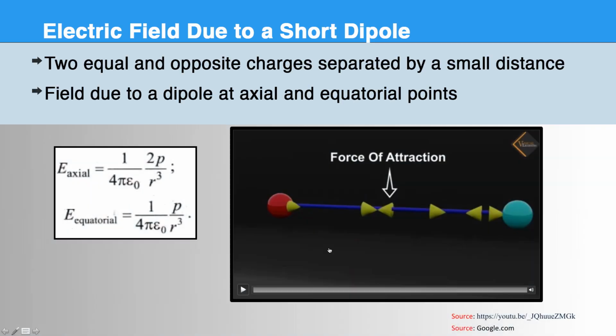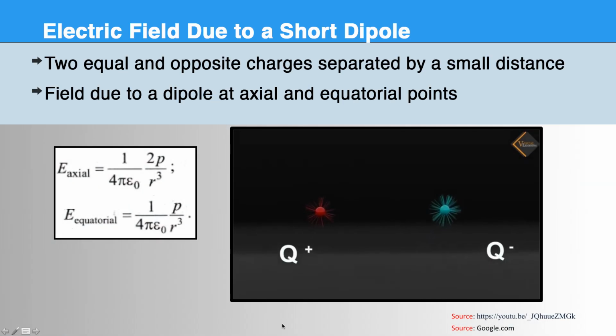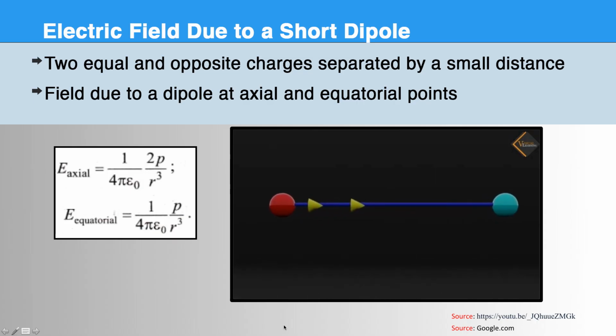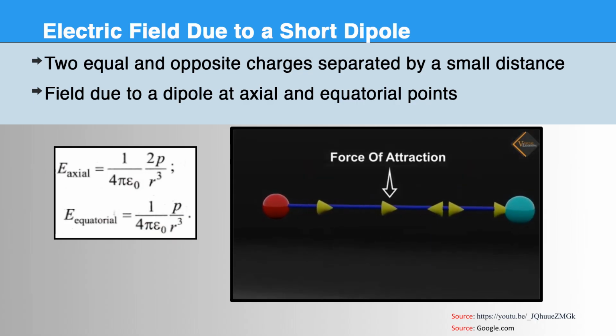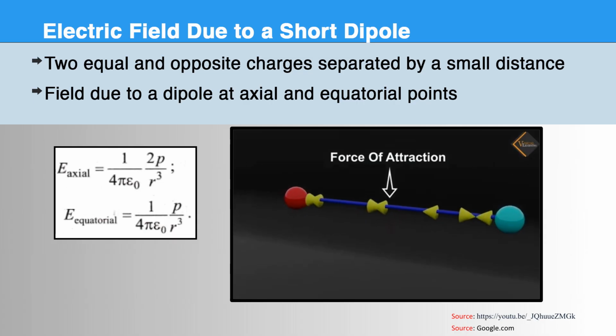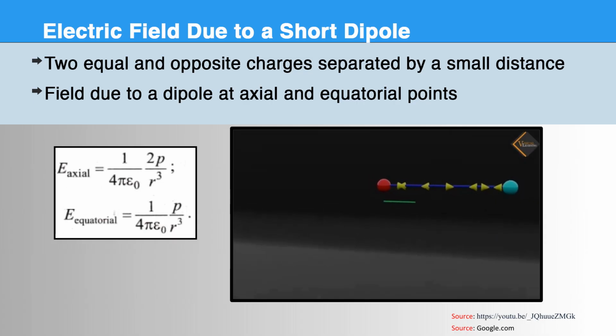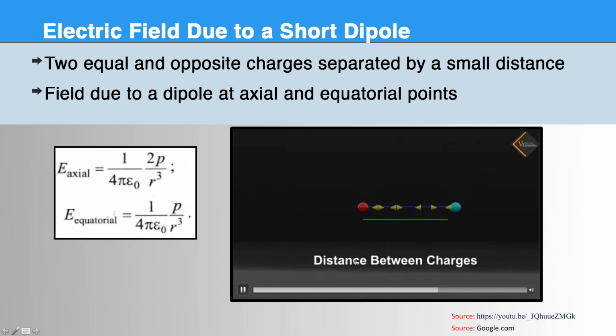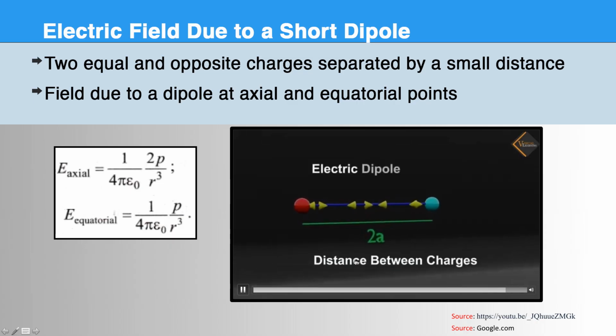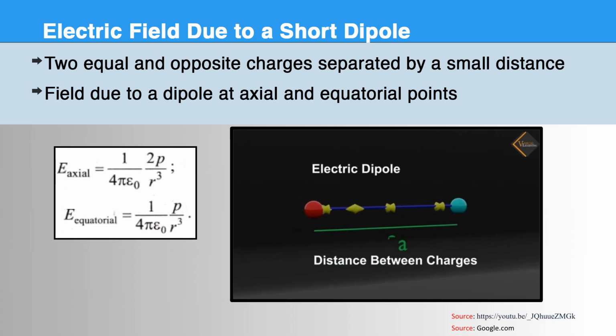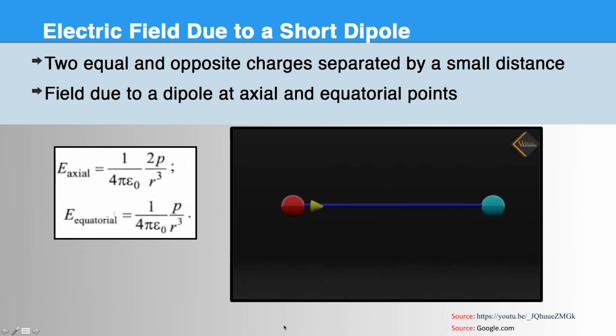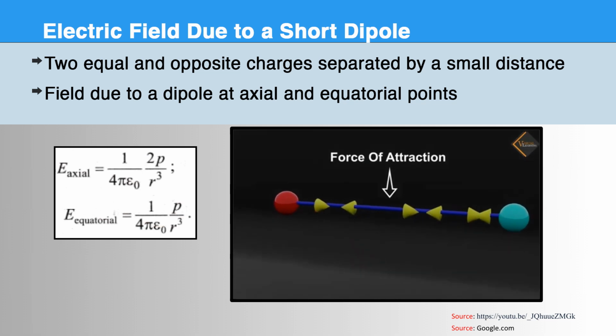A short electric dipole refers to a dipole where the separation between the charges is much smaller than the distance from the dipole to the point where the field is being calculated. An electric dipole consists of two equal and opposite charges, plus q and minus q, separated by a distance 2l. So, the dipole moment is P equals 2ql.